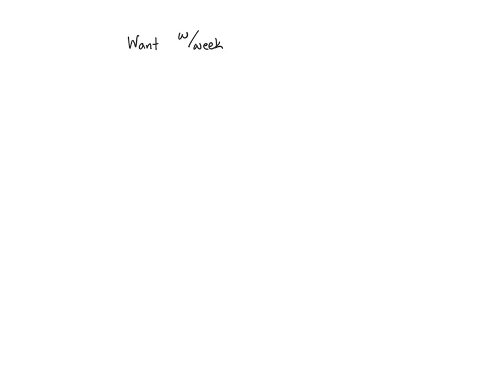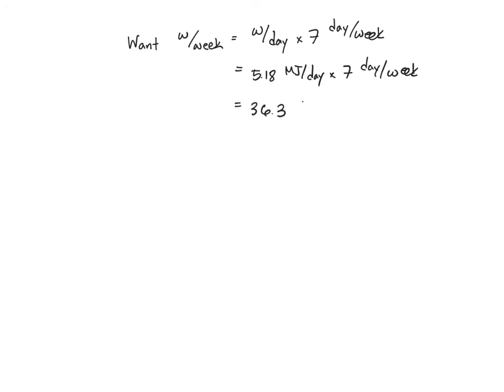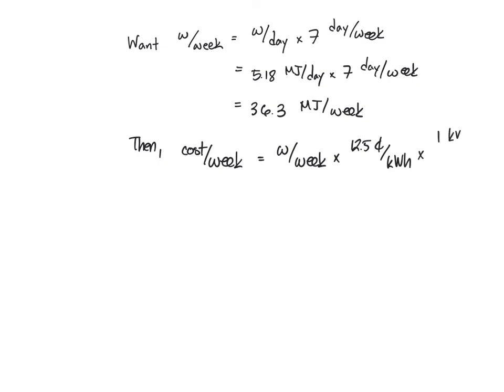Okay, so in this example, we're looking for energy firstly used for a week. So that can be expanded as the energy used in a day multiplied by 7 days in the week. So that's going to be 5.18 megajoules in the day, which we computed before, multiplied by 7 days per week, which is going to give us 36.3 megajoules used every week. And then we need to convert that to units of cost. So we can take the energy used in the given week and then convert to kilowatt hours, because our energy per week is megajoules per week. So we'll take that, multiply by the cost of 12.5 cents per kilowatt hour, and then the unit conversion of a kilowatt hour into megajoules, which we did on the previous slide.